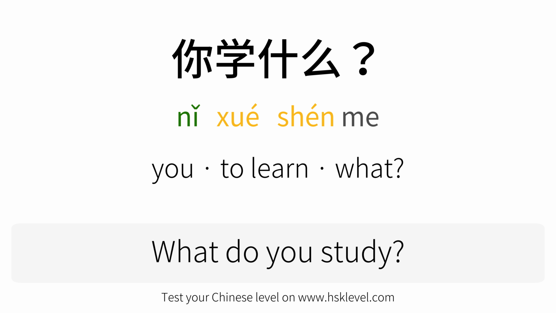A possible answer could be 我学中文, which means I study Chinese. Here, the subject is 我, which means I, the verb is still 学, which means study, and the object is 中文, which means Chinese. I hope this explanation was clear and helpful.